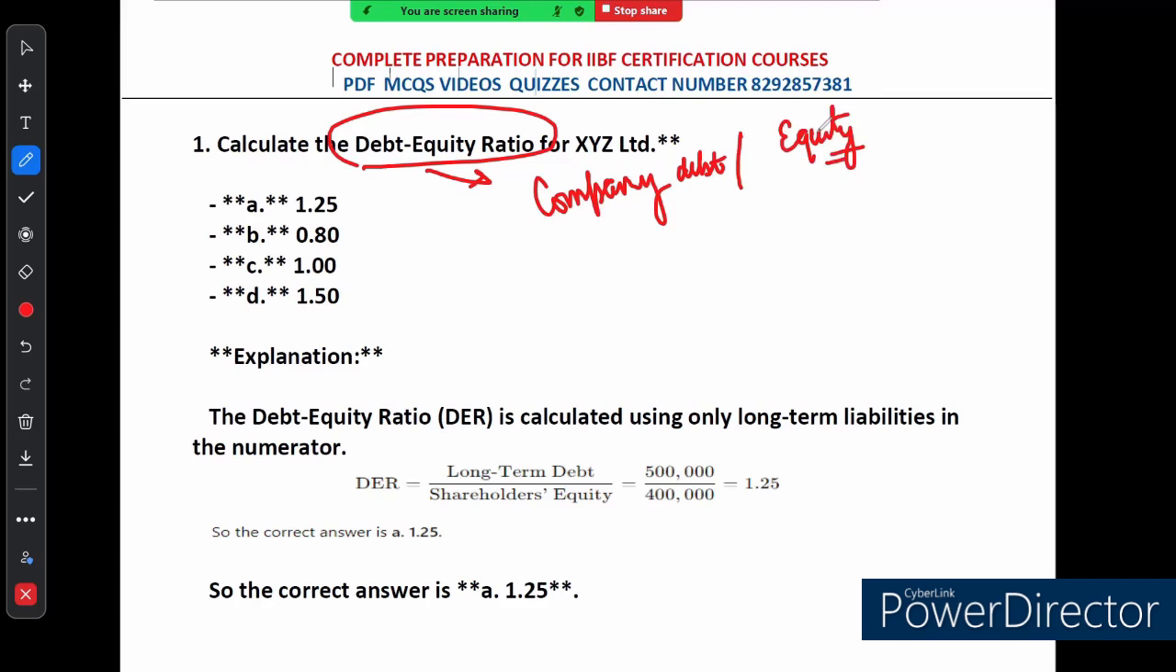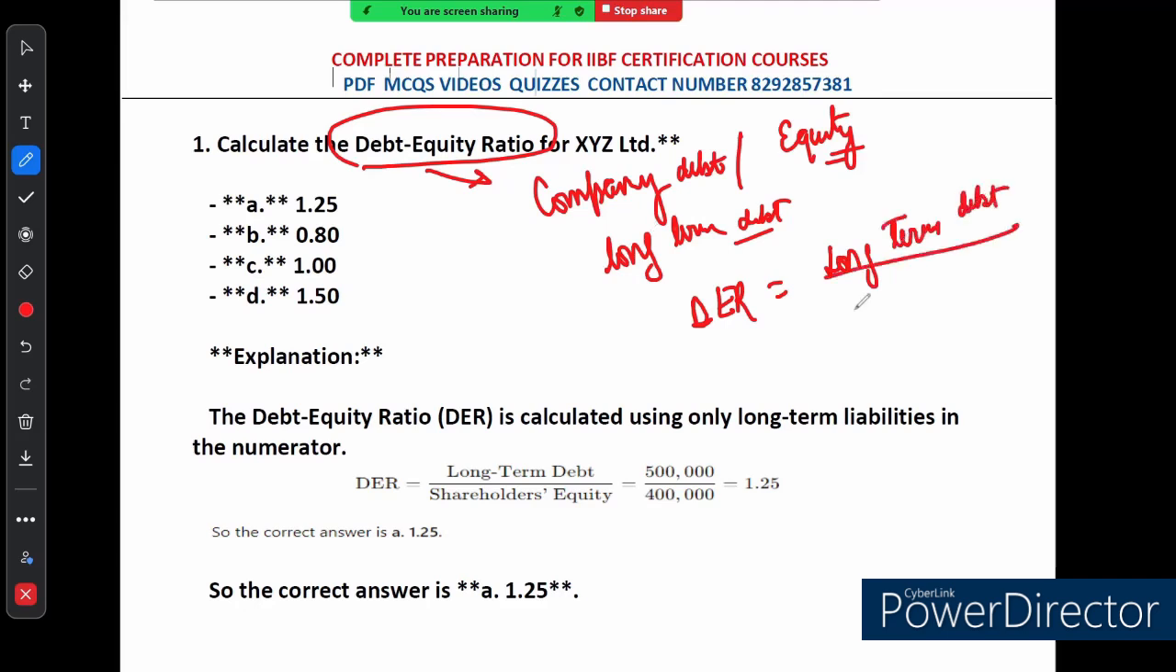Now to calculate this ratio, we consider only long-term debt. So we are not including current liability in our calculation, just the long-term debt. Right, to understand, this is very important. We are including only long-term debt, right? So we will modify our formula like this. DER is equal to long-term debt. Earlier I wrote debt, but now I am writing long-term debt divided by shareholders equity.